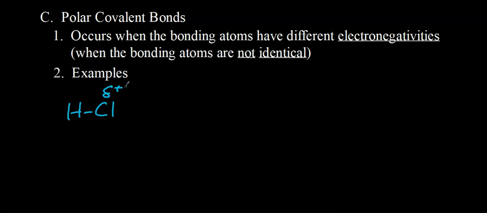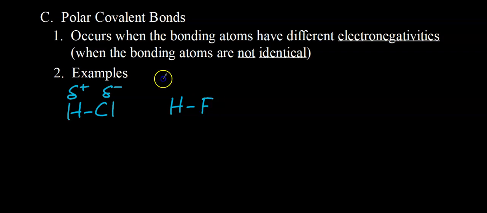giving the chlorine end of the bond a partial negative charge, so that is a Greek letter delta, and the hydrogen end a slightly positive charge. So you have opposite ends. This is a polar molecule.